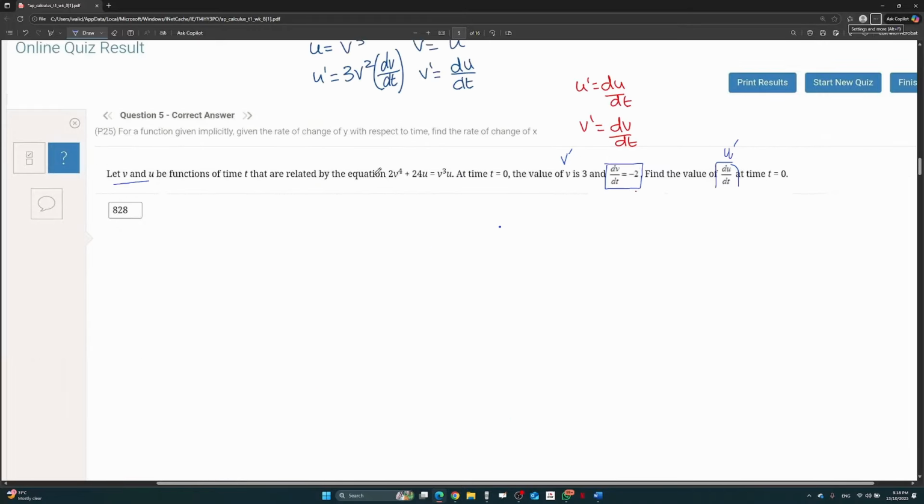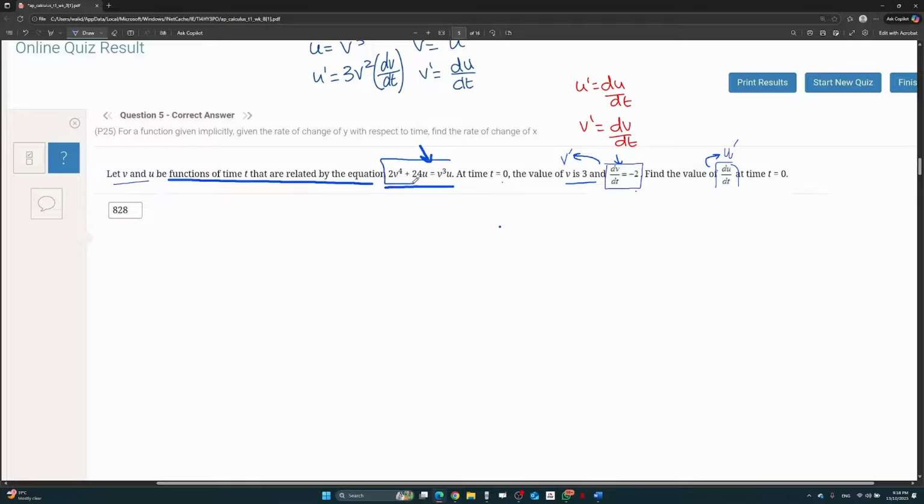Okay, so this is, let v and u be functions of time, and they gave you the function. And they said that at t equals 0, the value of v is 3, and dv by dt is negative 2. Find the value of du by dt at time t equals 0. Basically, instead of dv by dt, we're used to saying v prime. Instead of du by dt, we're used to saying u prime. So basically, they want us to find u prime.